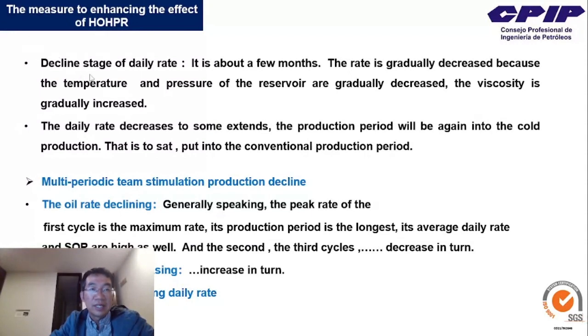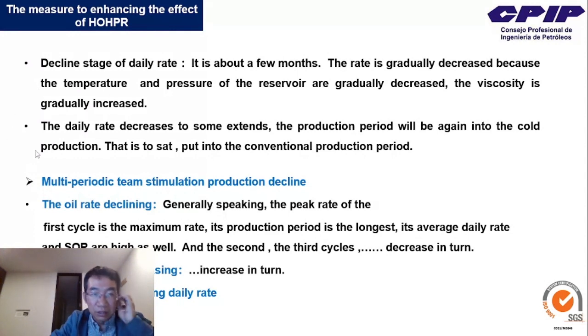And the decline stage of daily rate is about a few months. The rate is gradually decreased because the temperature and pressure of the reservoir are gradually decreased. The viscosity is gradually increased. The daily rate decreases to some extent. The production period will again go into cold production. That is so sad. It is put into the conventional production period.